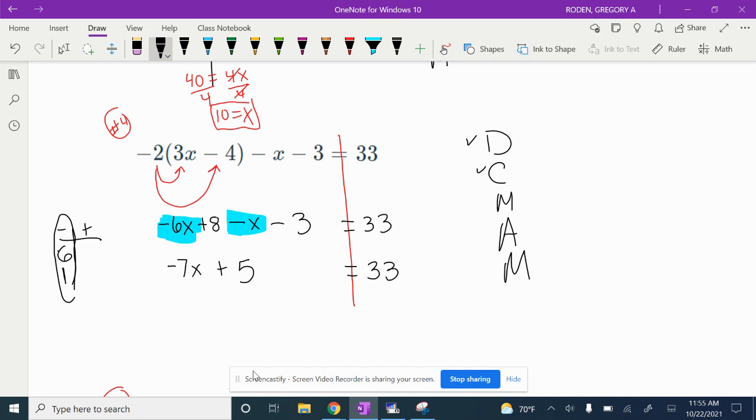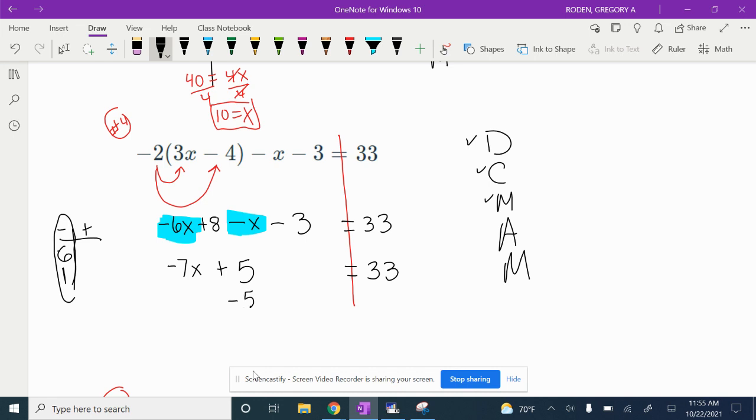Now, the first M stands for move variables to one side. Well, I don't have an x on the other side, so what I'm going to do now is just move on because I don't have to do that step. In this problem, I didn't have to do that step. That's okay. You don't always have to do every single step. You just need to make sure you're running through this list.